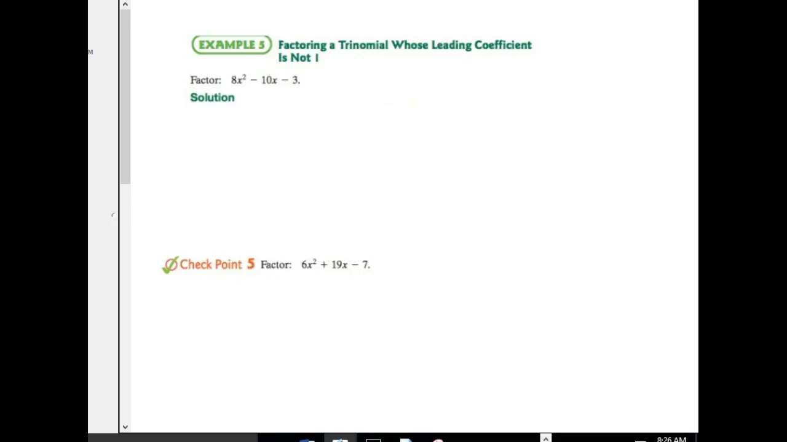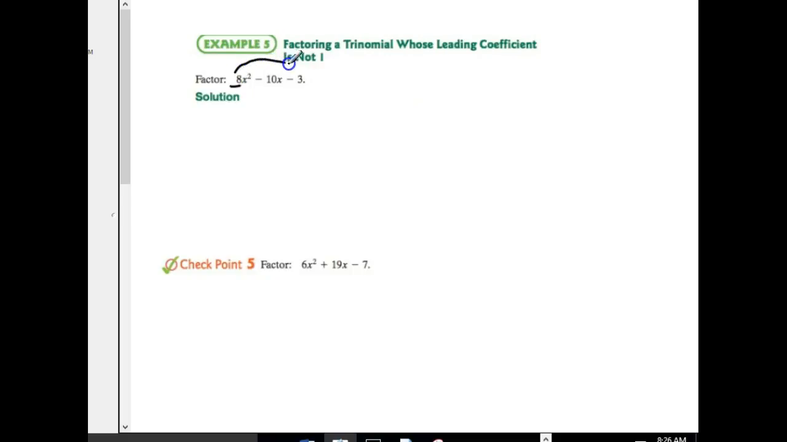as well. However, I'm going to use the example that they give, but I want to show you a shortcut version that I think you could really benefit from. If we're going to factor this, and the leading coefficient here is, in this case, 8 instead of 1, then here's what you're going to do.